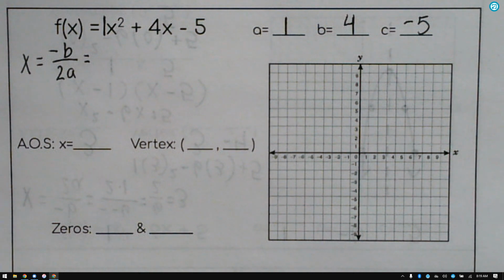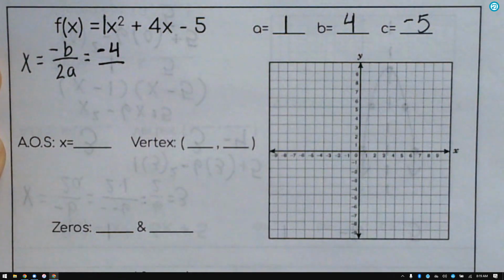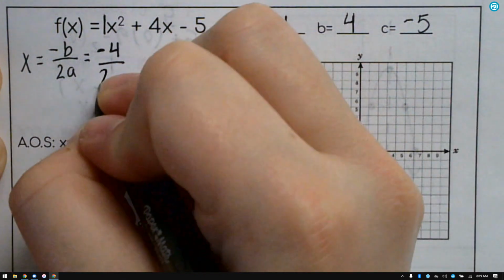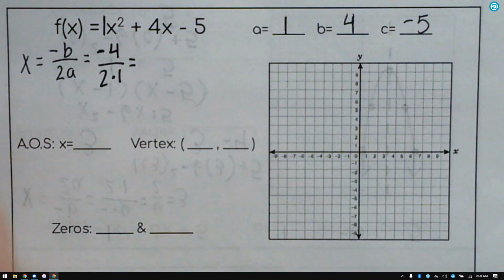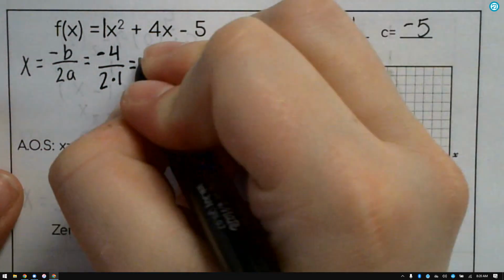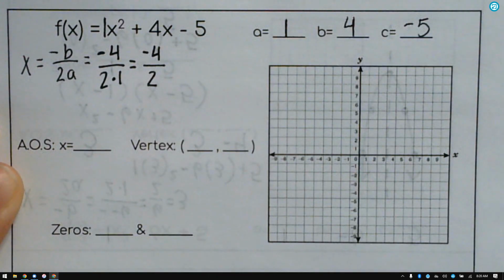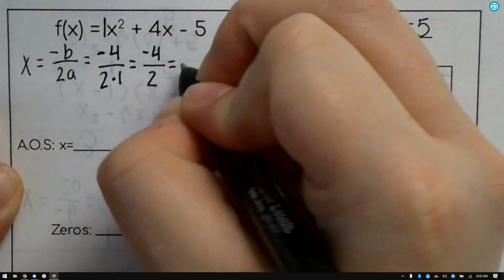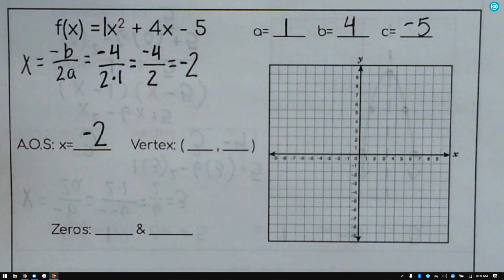Plugging in my b value and my a value, negative b is going to be negative 4. And then 2a on the bottom is going to be 2 times 1. Two times 1 is 2, so now I've got negative 4 over 2. And negative 4 divided by 2 is negative 2. So that means my axis of symmetry is negative 2.